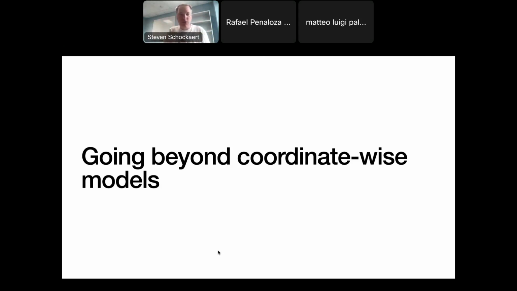Yeah, so I call this going beyond coordinate-wise models. Now the problem is, if we allow arbitrary interaction between all the coordinates, then again we have the same problem as in the more general case. We have too many parameters, right?